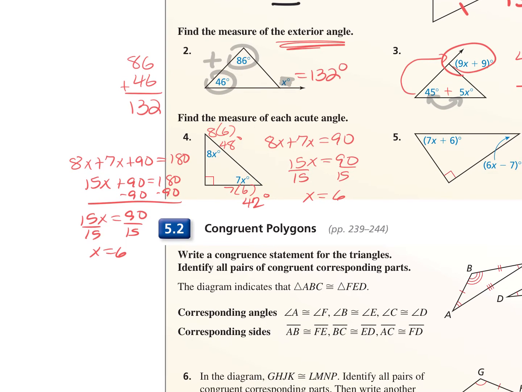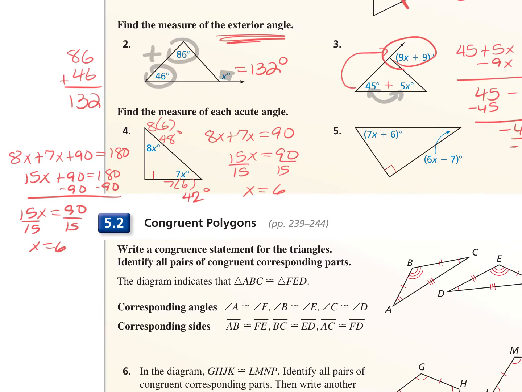For number 5, I can do exactly the same thing. To simplify my process, I'm just going to add the 2 expressions and set it equal to 90. I'm going to use the corollary on this one. So 7x plus 6 plus 6x minus 7, and I'm going to set it equal to 90. You can also set it equal to 180, but you have to put in the plus 90 into your equation. So I'm going to add my like terms. I get 13x. I can also add the 6 and the negative 7, I get negative 1.